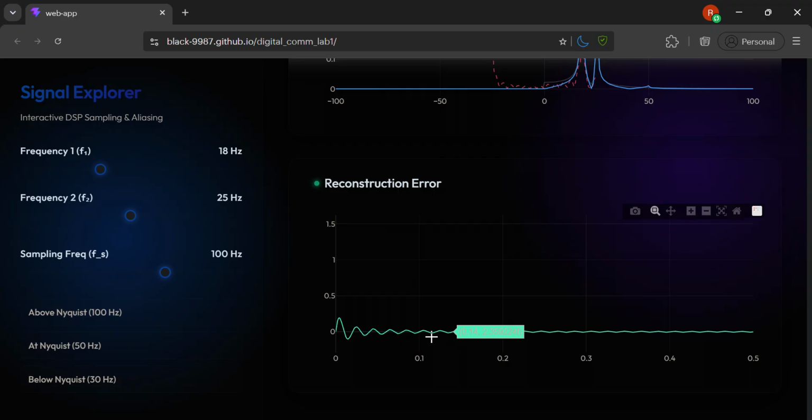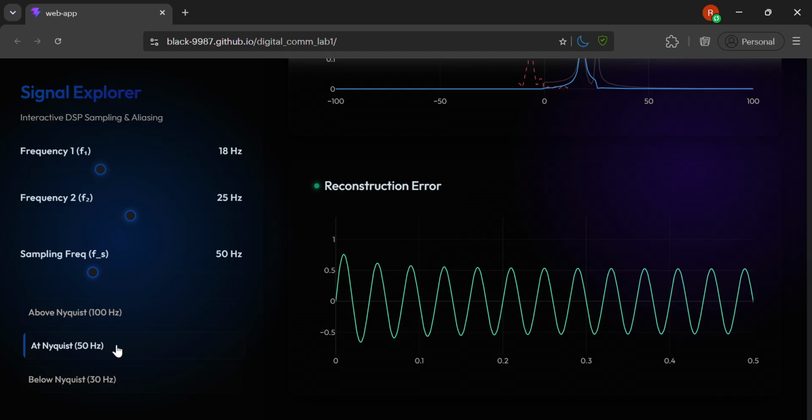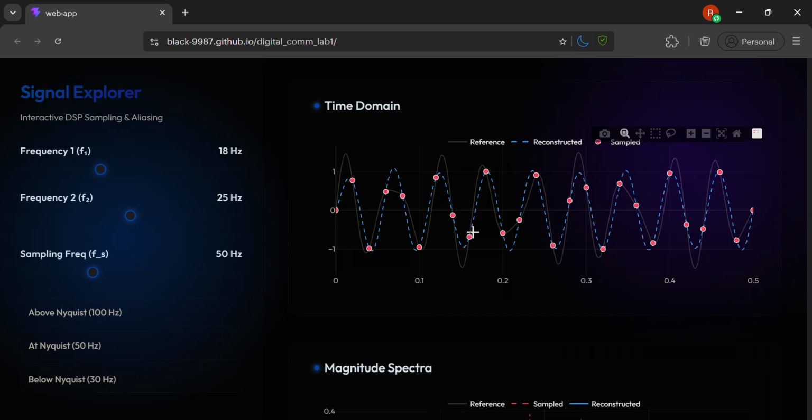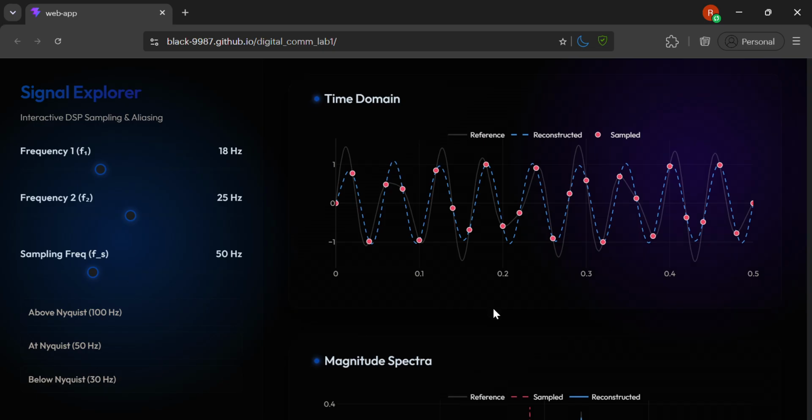Now I'll change the sampling condition to at Nyquist, which sets the sampling frequency to 50 Hz. This is exactly the limiting sampling rate for the 25 Hz component. Now we can see the red sample points are much more widely spaced compared with the 100 Hz case. The pattern of the samples has changed because there are fewer samples available to describe each cycle of the signal. There is also a special behavior here because the 25 Hz component is a sine wave with zero phase. At exactly 50 Hz sampling, the samples of the component fall at zero crossings.